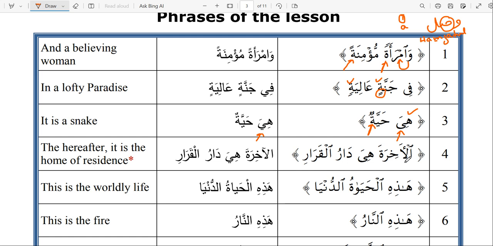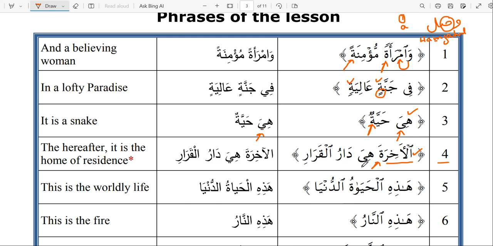And now we see the al-akhirata. This is the phrase number 4. Al-akhirata hiya darul qarar. Al-akhirah. Now you can see there's a ta marboota, so this noun is feminine. And what I told you here, this is hamzatul wasl starting the sentence. So now I'm going to pronounce this al-akhirata. I'm not skipping it. I'm pronouncing it since it is starting a sentence. So it is the rule of hamzatul wasl.